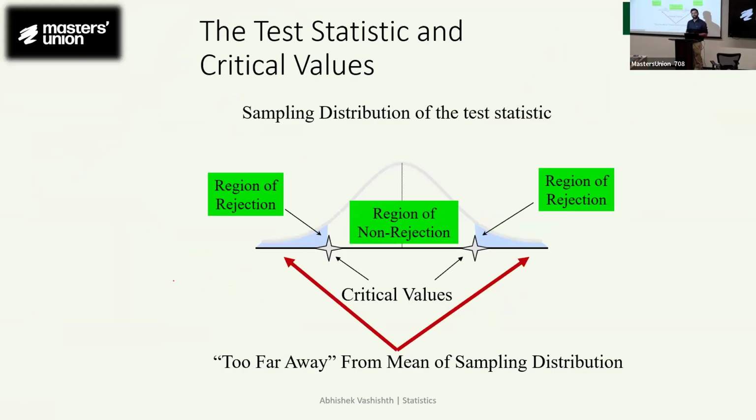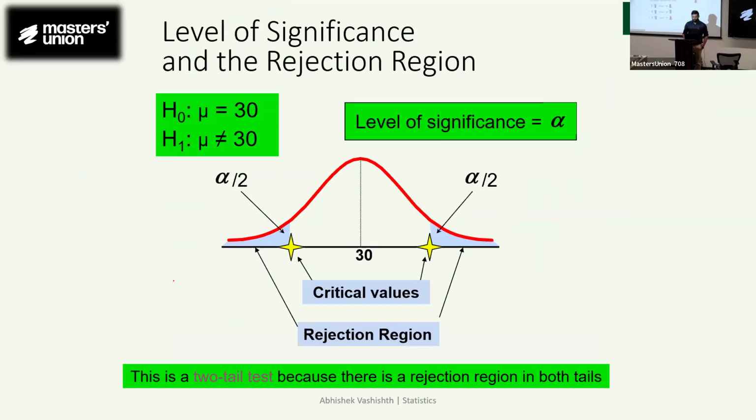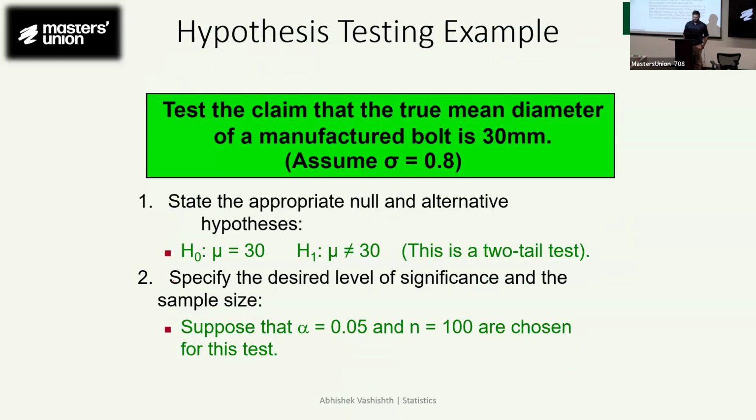Okay, the critical values are clear. Everything beyond the critical value becomes the rejection region. Everything within the critical value becomes the acceptance region or non-rejection region. Now I want you to look at this particular example which is here. Right? You want to test the claim that the true mean diameter of a manufactured bolt is 30 mm.